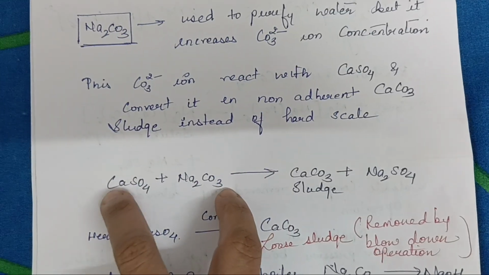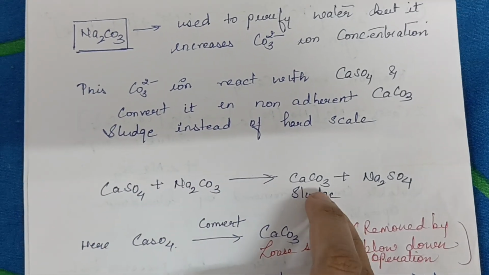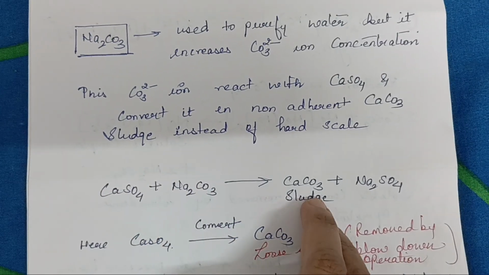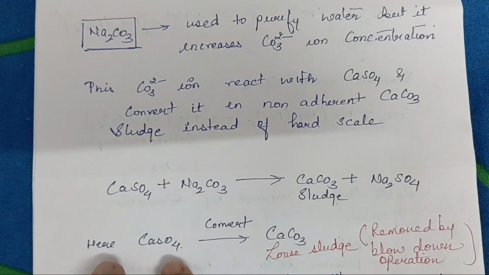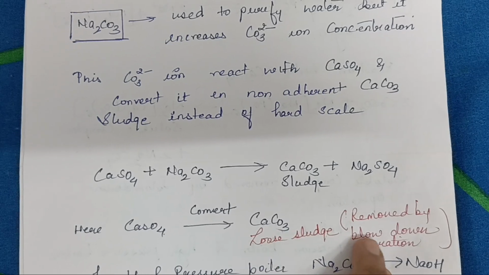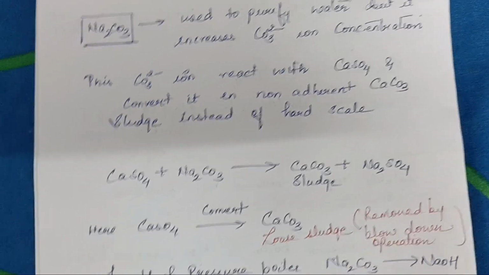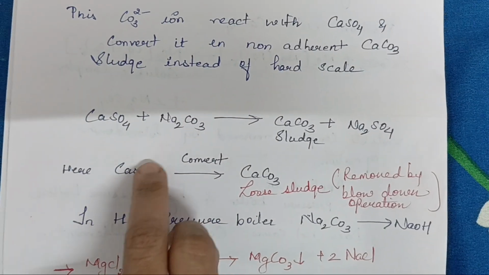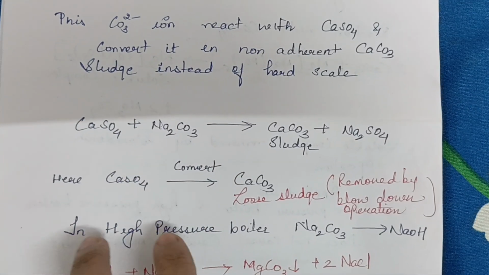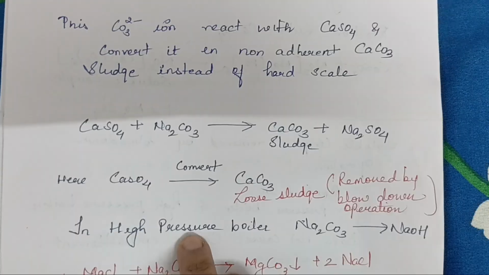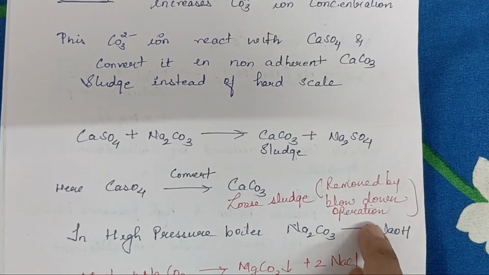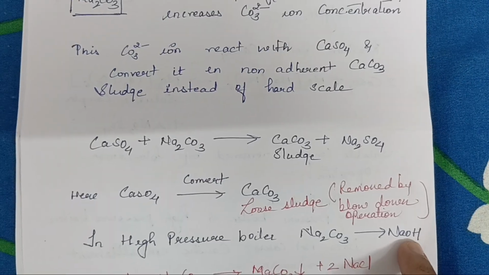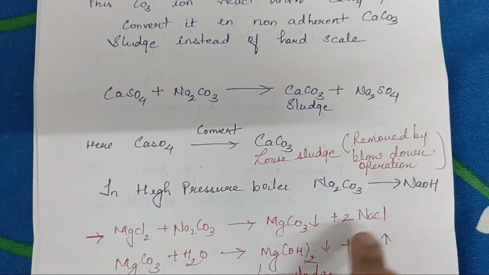But later on, the calcium carbonate which has reacted here will form a loose sludge. Okay, so it forms a loose sludge and it will be removed by the blowdown operation. Now we use this method in the low pressure boiler only. Otherwise, if the boiler is operating at high pressure, the soda will react and get converted into NaOH, which can cause caustic embrittlement.